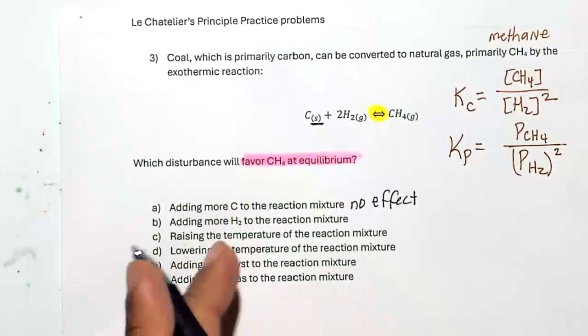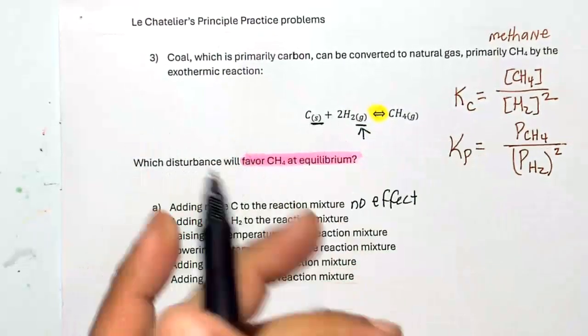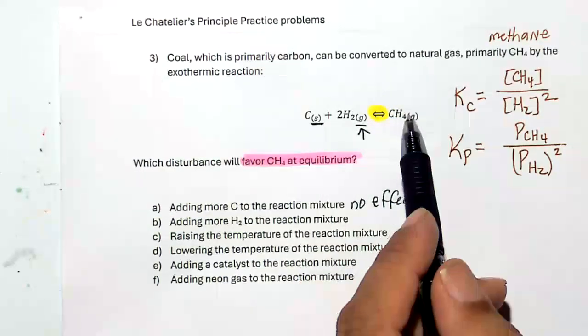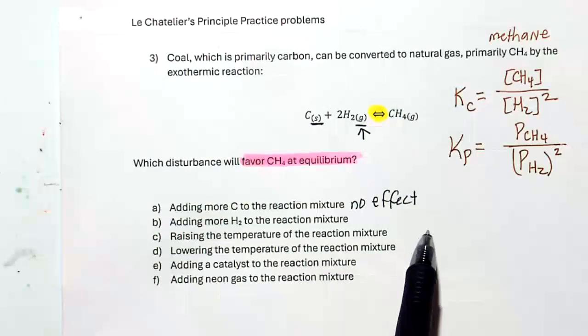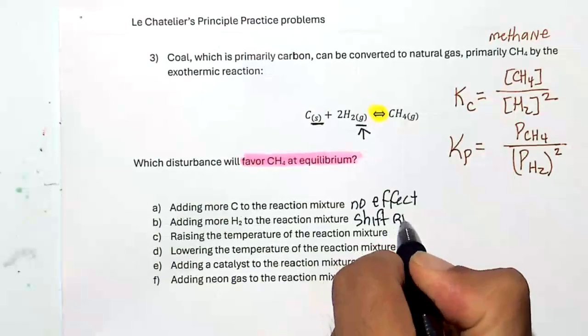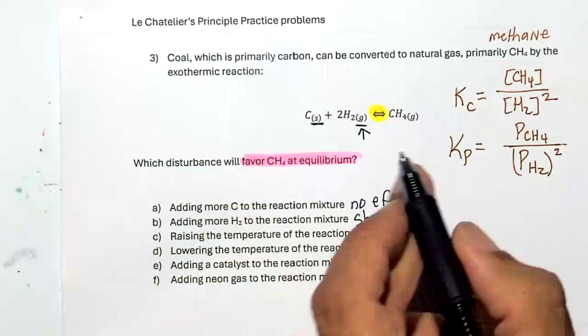How about adding more H2 to the reaction mixture? Okay, adding more H2 gas. After you add H2 gas, which way will this reaction go? To the side with more H2 or less H2? Less. So which way will it go? I'm saying it will shift to the right, product side, to the side with less H2.